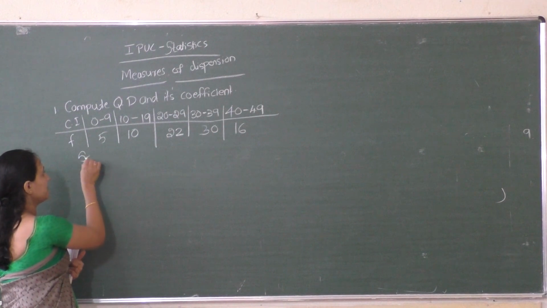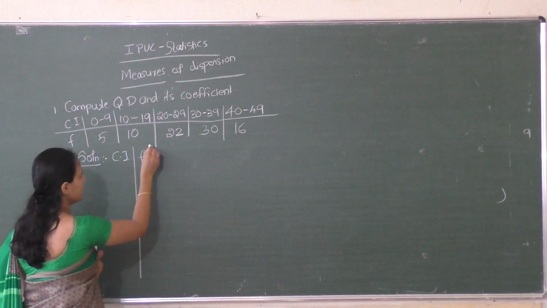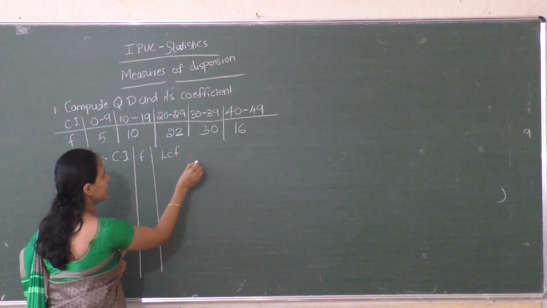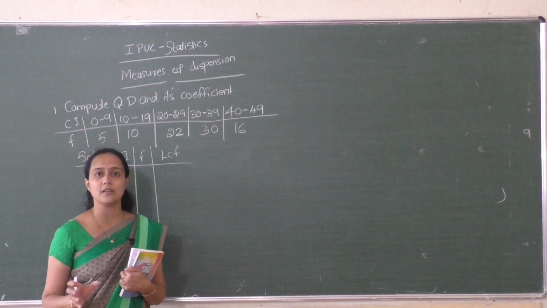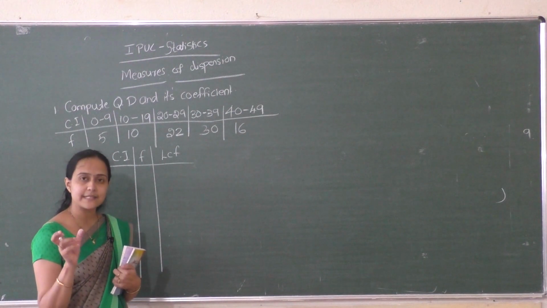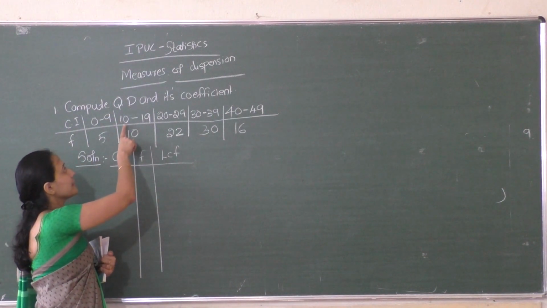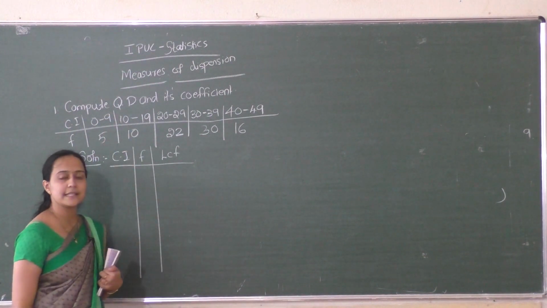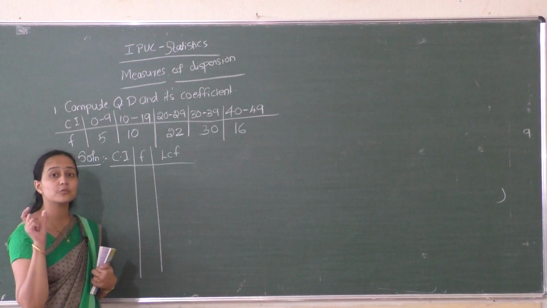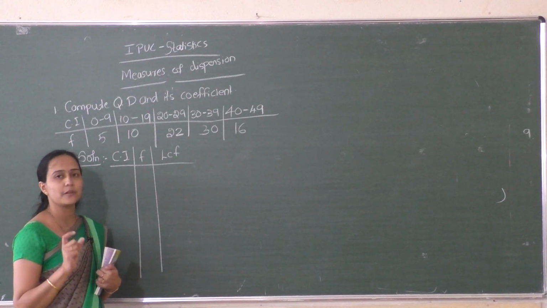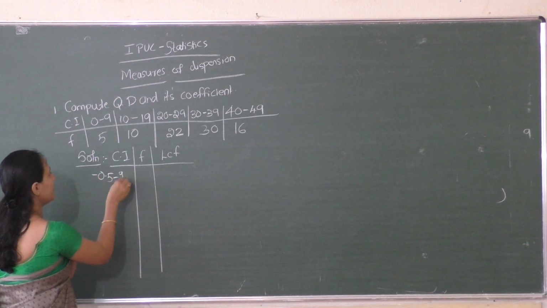So, solution. Here we have class interval, frequency, and less than cumulative frequency. Remember, the class intervals here are inclusive type, so first convert them into exclusive type. The difference between these two, 10 minus 9, is 1. 1 divided by 2 is 0.5. Add 0.5 to the upper limits and subtract 0.5 from the lower limits.